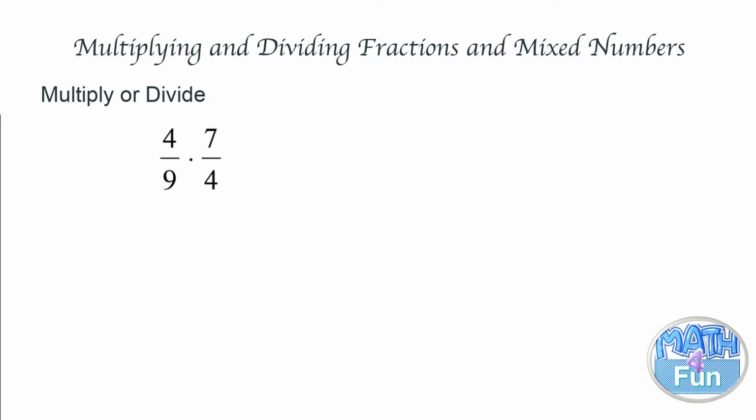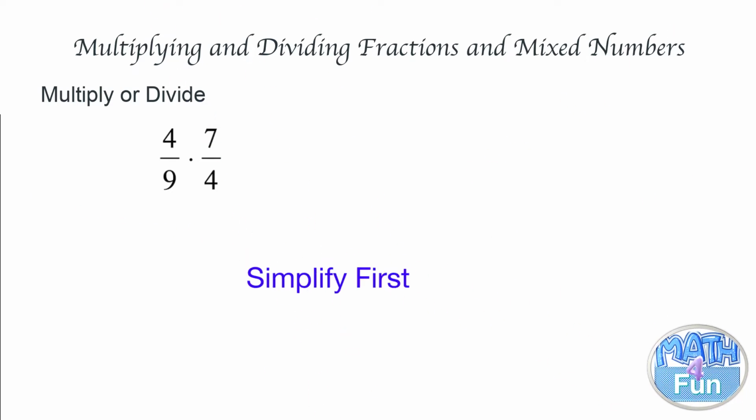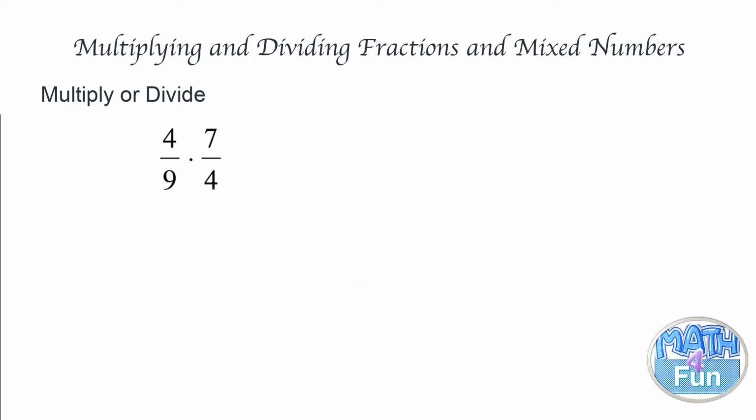But my advice for you is, before you multiply numerator by numerator and denominator by denominator, try to simplify first. If you have something in the numerator that could be divided by something in the denominator, simplify it first. Let me show you how. Here we have 4 and here we have 4, so we can divide them both by 4. If you divide by 4 and you divide by 4, you get 1 and 1.